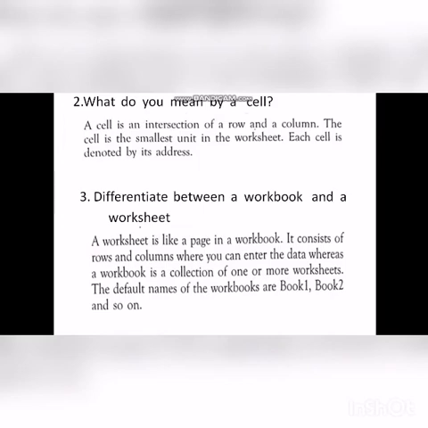Second question, what do you mean by a cell? A cell is an intersection of a row and a column. That is a small rectangular box. The cell is the smallest unit in the worksheet. Each cell is denoted by its address. Third question, differentiate between a workbook and a worksheet. A worksheet is like a page in a workbook. It consists of rows and columns where you can enter the data, whereas a workbook is a collection of one or more worksheets. The default names of workbooks are Book 1, Book 2 and so on.